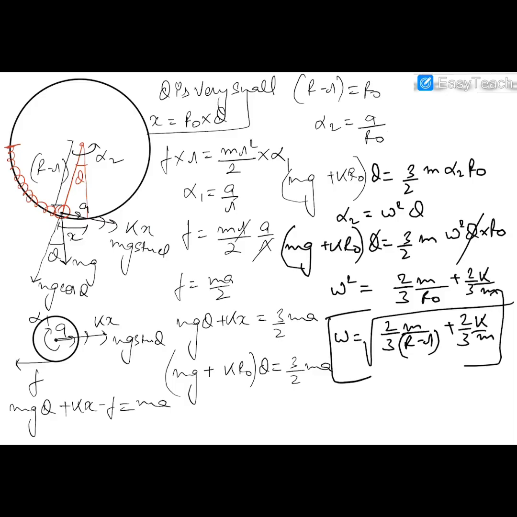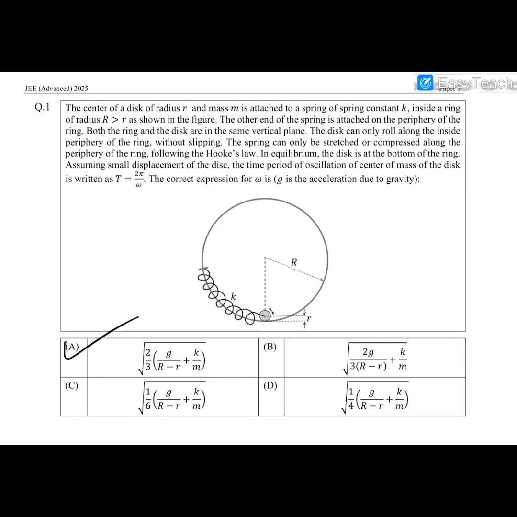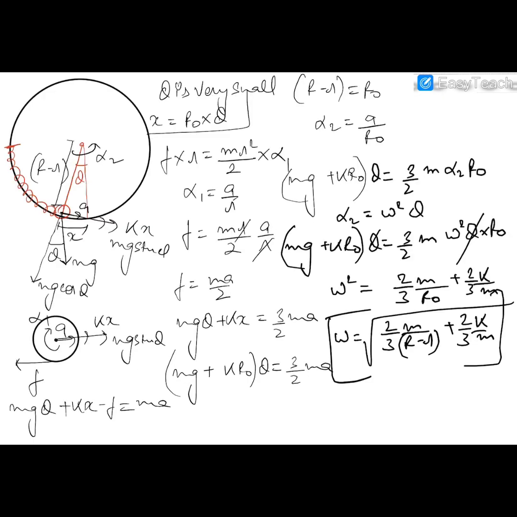So you can see that the correct answer will be option A. I would rate this question as an average question, not a tough one. It is an average question. Now let us move on to the next question.